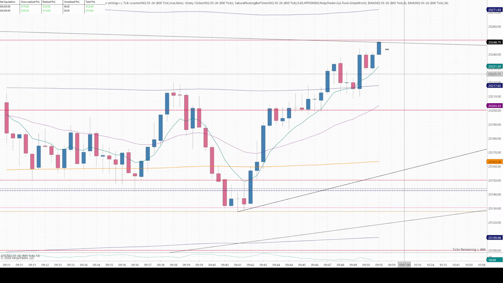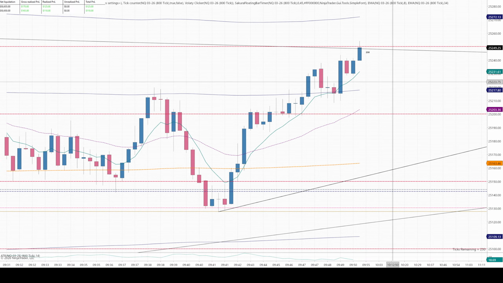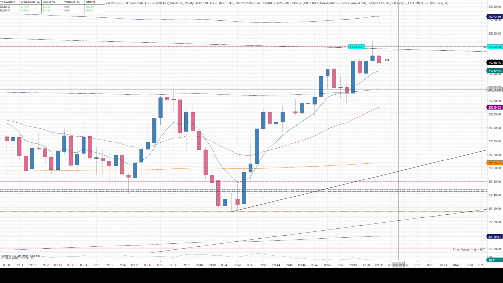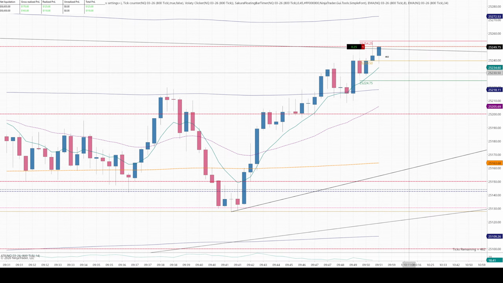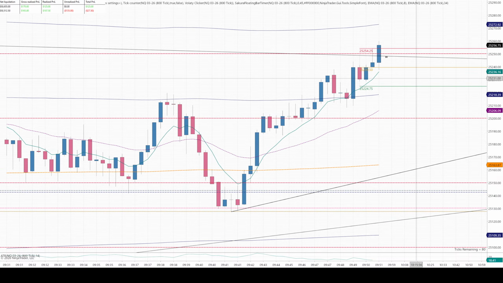The entries are usually supposed to be the break of the direction you're trying to go, but I try to take them at a discount. So I try to see if we can get them near an area where it's going to bounce. Like here, it triggered to the downside, but I want to see if I can get it at a discount at 250. But I got stopped out.